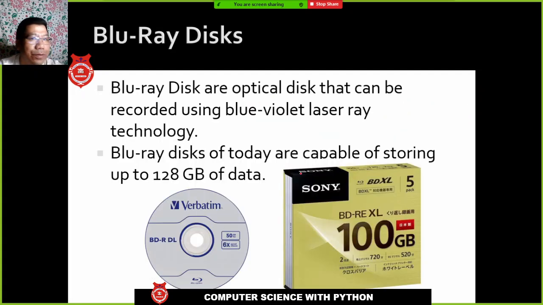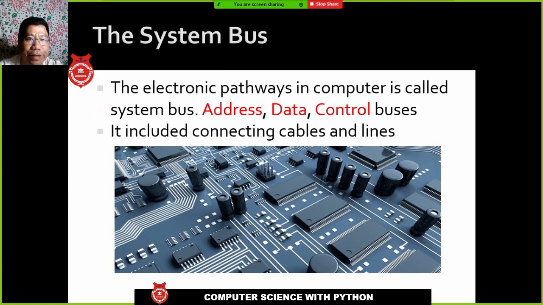And nowadays we also have BD. BD means Blu-ray disc. The look and feel is the same as a DVD, but the difference is it can store more data. For example, it can store up to 128 GB of data. Think about it: if you are going to store movies inside a BD, it can store many movies on one disk.